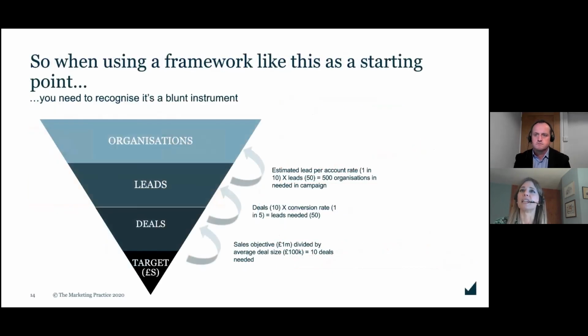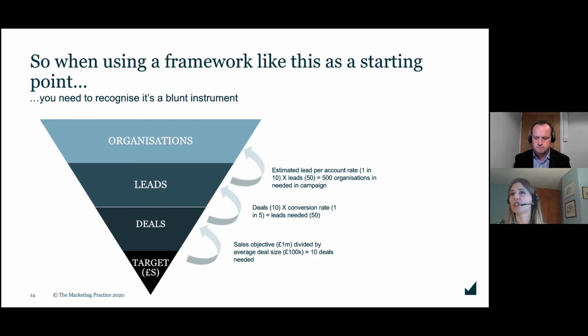So what we're saying is you can use a framework like this to create a target. You need something to start from, but hopefully the message that's come across loud and clear through the webinar is there are a lot of different variables, different levers and things that you can tweak and things you need to think about. So if you're thinking about the organization level, for example, is that database that you've got full of cold data, or is it in the middle or the follow-up phase?